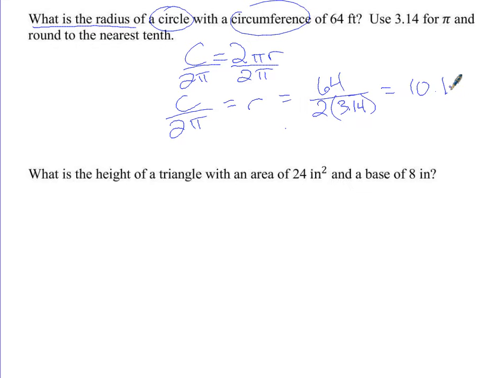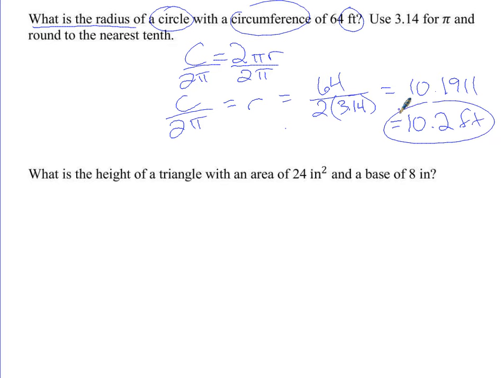Equals 10.1911. But the directions say to do what? Round to the nearest tenth. We found R, but it says round to the nearest tenth. So I'm going to keep that digit, but I'm going to look at this digit to figure out if I round or not. Do I round? Yes, I do, because that digit is bigger than 5. So this becomes 10.2, and we need to include units here. Feet. So 10.2 feet is the radius of that circle.